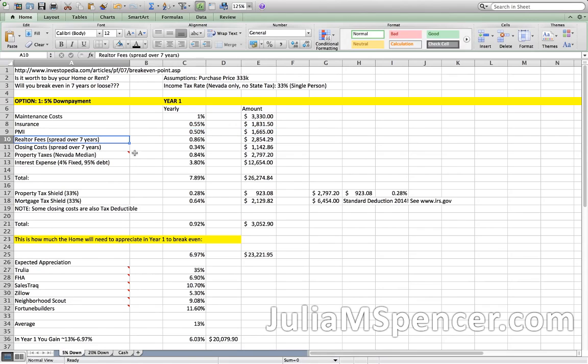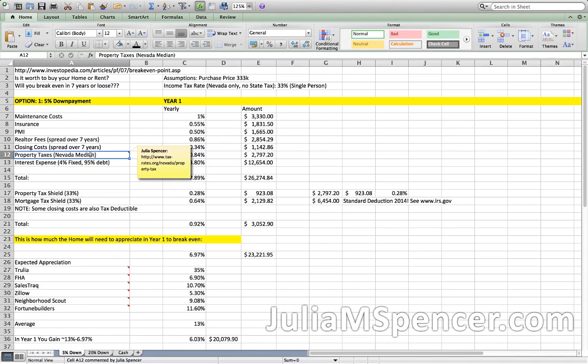Realtor fees, that's the 6% that you're talking about. Obviously, when you buy the house, you don't pay the realtor fees because typically the seller pays them. But if you're selling the property after 7 years, you'll be paying them. So we just basically took 6% of $333K and divided it by 7. That's what this number is. Closing costs are the same. Assumed $8,000, divided by 333,000, divided by 7 years.